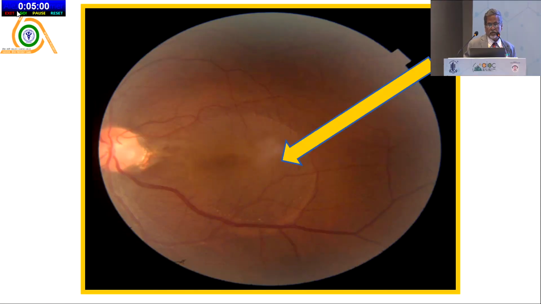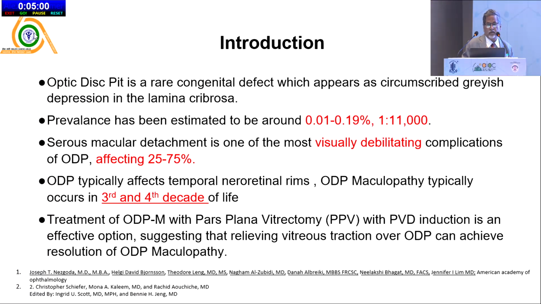This has already been described. This optic disc pit causes maculopathy and so causes decrease in vision. Prevalence is already given, 20 to 25%, and 25 to 75% develop visually debilitating complications like maculopathy.